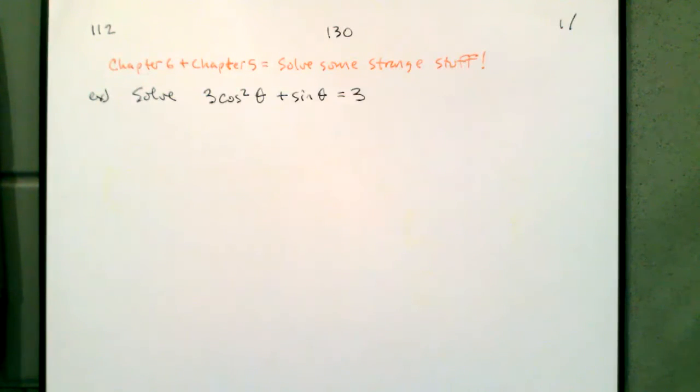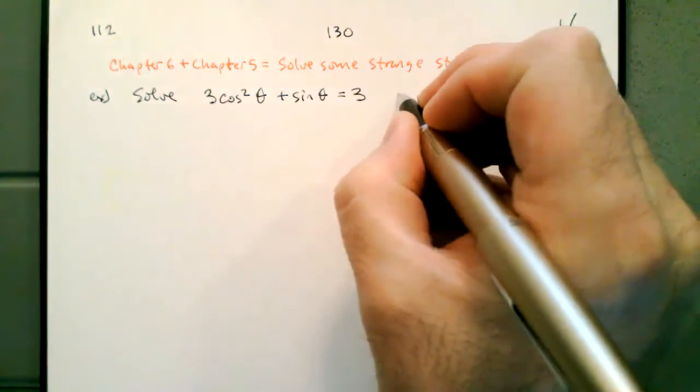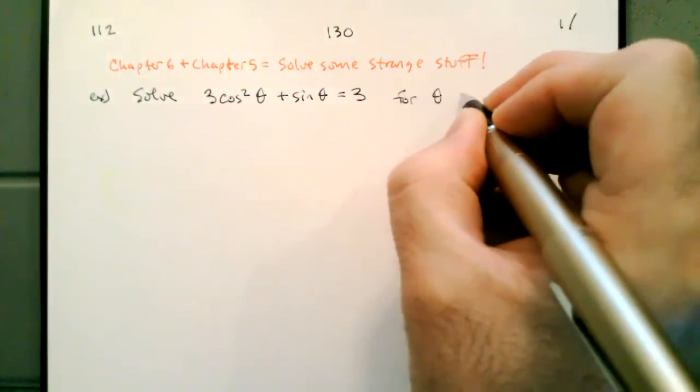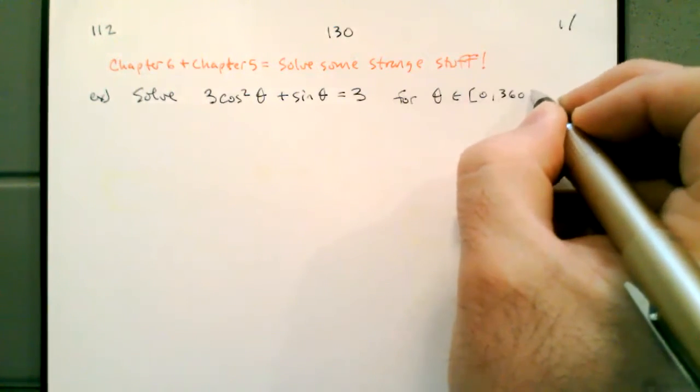Today we want to combine chapter 6 and chapter 5 so that we can solve some strange stuff. So here's an equation. Let's solve 3 cosine squared theta plus sine theta is equal to 3. Let's limit our theta to be between 0 and 360 degrees.